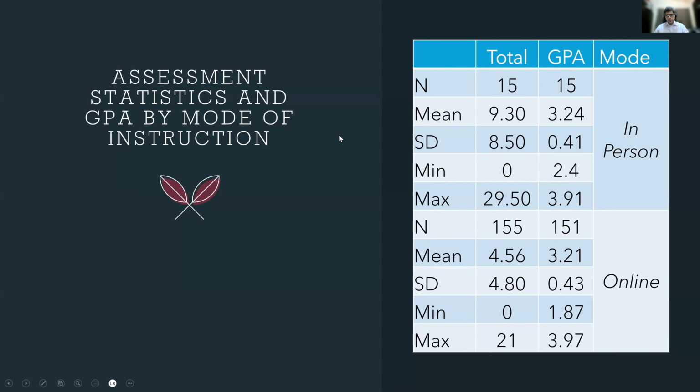The average score for in-person students was 9.3. The average score for online students who took STA online was half of that. So there is a significant difference, because our prior is that GPA is the single biggest driver of how students would perform in this assessment. The GPA distribution is very similar between the two groups.